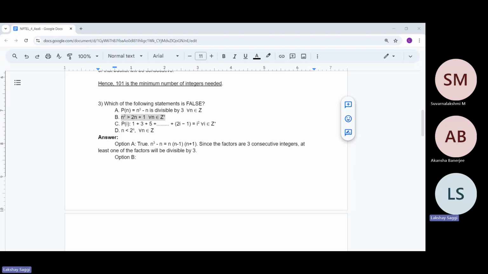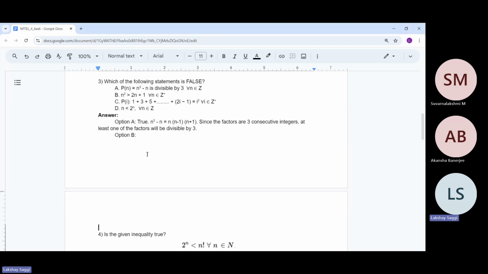Yes, exactly. So good job, Akanksha. So it can be easily shown that this is false for n equals 1. This inequality does not hold. And even for n equals 2, this will not hold. You can see n equals 2 gives 4 and this side gives 5.